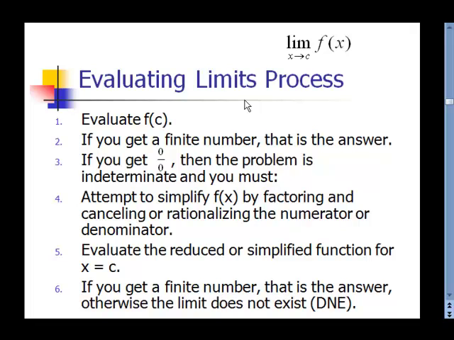If in the calculation we get 0 divided by 0, our problem is indeterminate, meaning we don't know if the limit is going to exist or not. We can use the replacement theorem to simplify f of x either by factoring or possibly rationalizing the radicals depending on the problem, and then evaluate the simplified or reduced function a second time plugging c in for x. If in this second time we get a finite number, that will be the answer to our problem. If we get a divide by 0, then the limit for this problem does not exist.